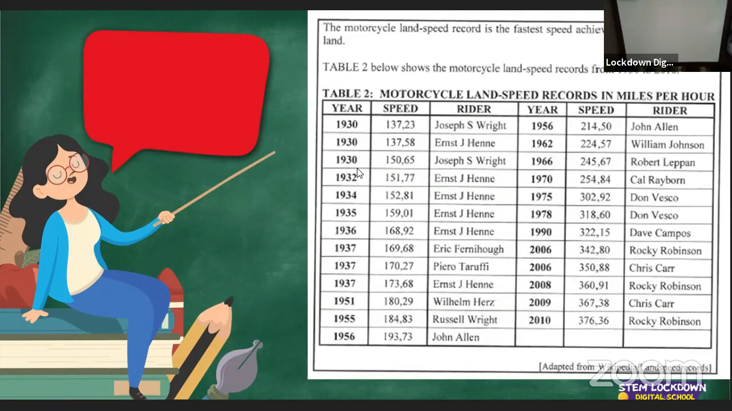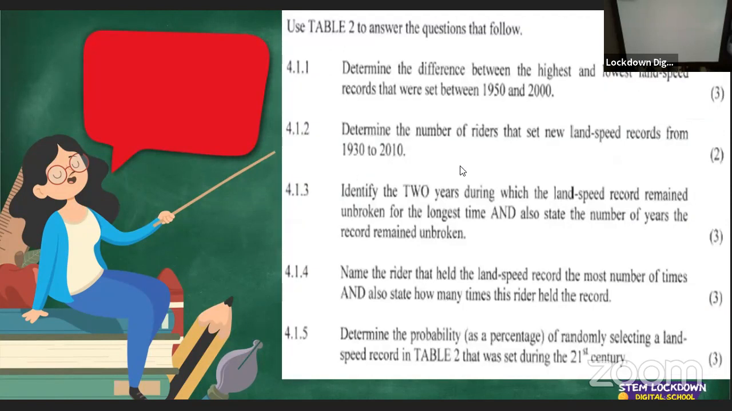These are the 3 variables, and the span of the years is from 1930 to 2010. And these are the records for different riders of motorcycle. These are motorcyclists. Okay. You have a question. Answer the following questions. Use the table above to answer the following questions.